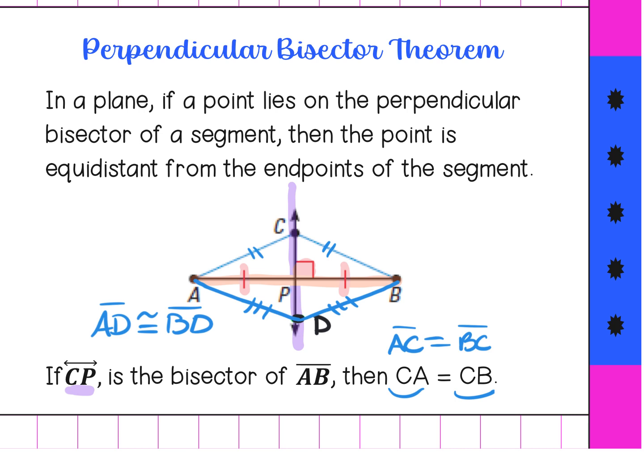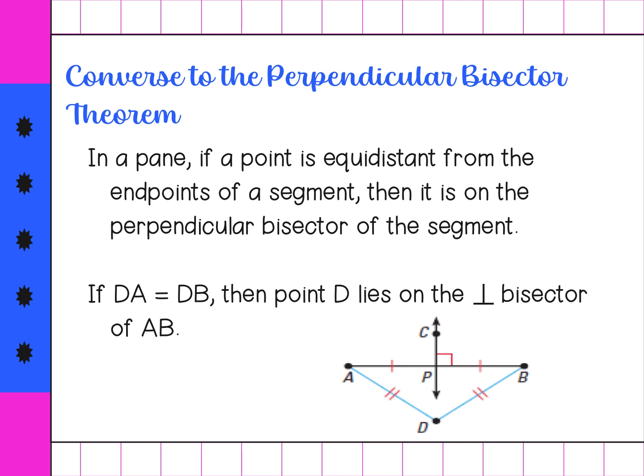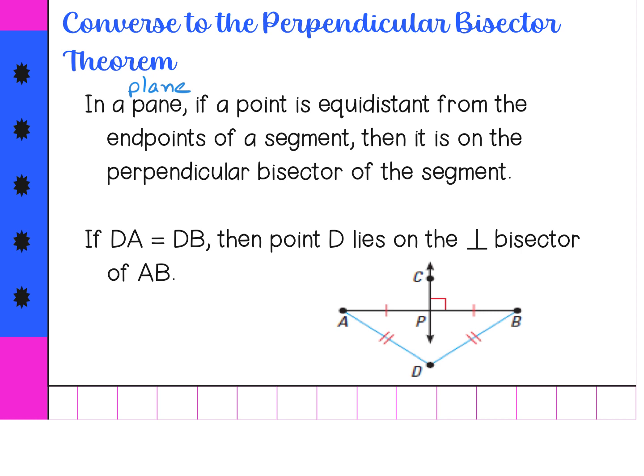Now we're going to see the converse of this. And remember, the converse is where we switch the if and the then statement. So the converse to the perpendicular bisector theorem, and this should be plane, not pane: in a plane, if a point is equidistant from the endpoints of a segment, then it is on the perpendicular bisector of the segment. So if you're told that DA is equal to DB, and I can extend this line, then that tells me that point D lies on the perpendicular bisector of AB.